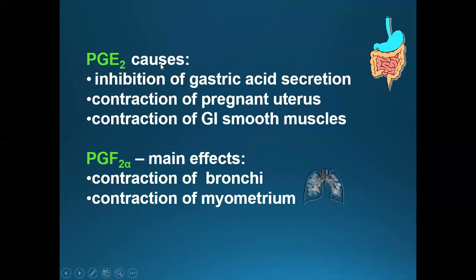What does PGE2 cause? It causes inhibition of gastric acid secretion. It initiates contractions of the pregnant uterus, so it helps in delivery, like full-term pregnancy. PGE2 helps in expulsion of the baby through contraction of the pregnant uterine muscles, and also contraction of GIT smooth muscles. PGF2 alpha has its main effects on bronchi. So it causes contraction of the bronchi and also contraction of the myometrium, that is the muscles.